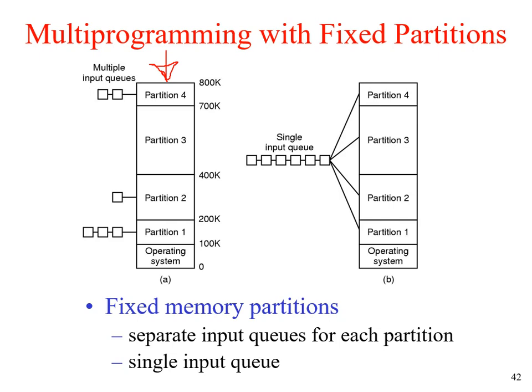Which means that if I have a CPU that wants to process 200K worth of objects, which of the partitions 1, 2, 3, or 4 is best suited? I'll put it in partition 2. Why? What's the size of partition 2?